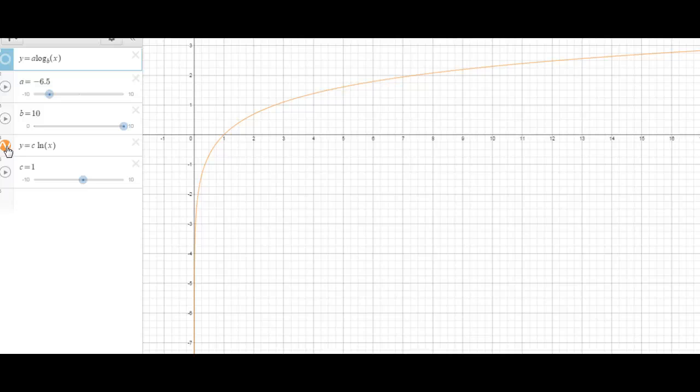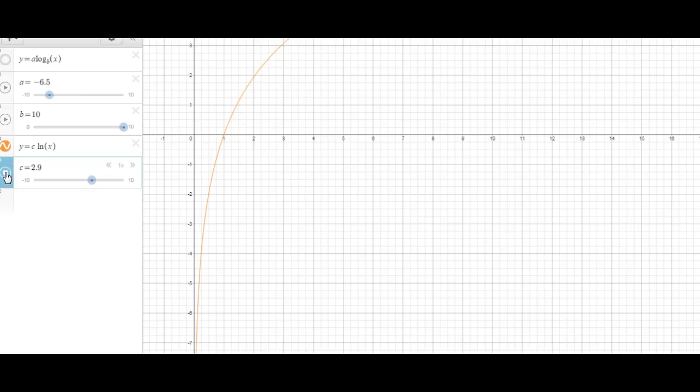Okay, if I play the C value, then the bigger C gets, remember that's like the A value, right? So if it goes negative, it's flipping to underneath. And otherwise, as it gets bigger, this gets steeper. Okay, so we're not changing the base.